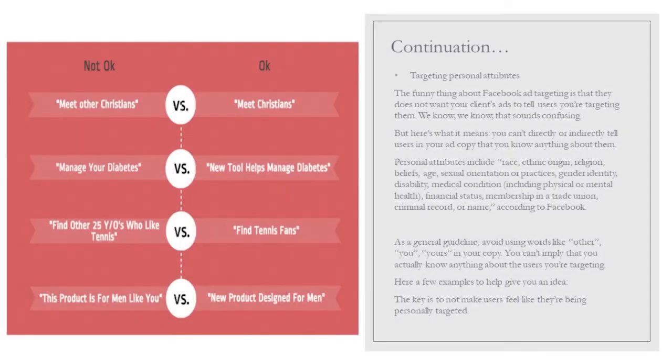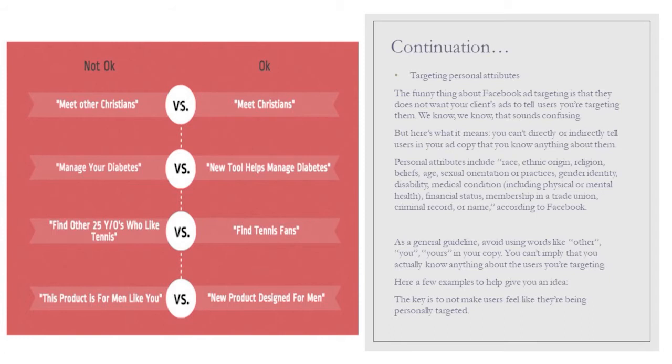Targeting personal attributes. The funny thing about Facebook ad targeting is that they do not want your client's ads to tell users you're targeting them. We know, that sounds confusing, but here's what it means. You can't directly or indirectly tell users in your ad copy that you know anything about them. Personal attributes include race, ethnic origin, religion, beliefs, age, sexual orientation or practices, gender identity, disability, medical condition, financial status, membership in a trade union, criminal record, or name, according to Facebook.